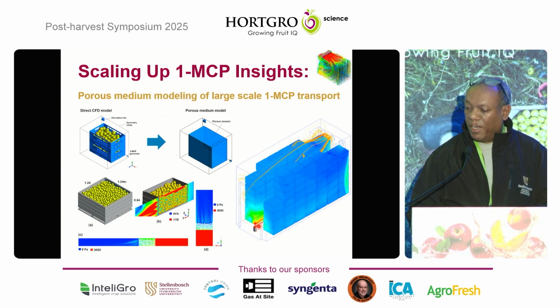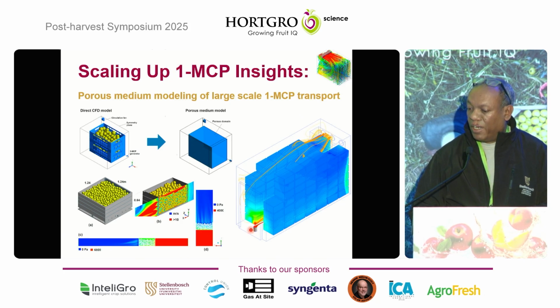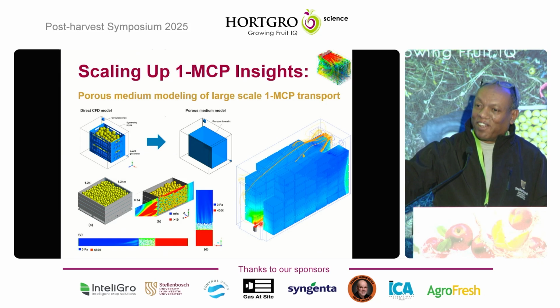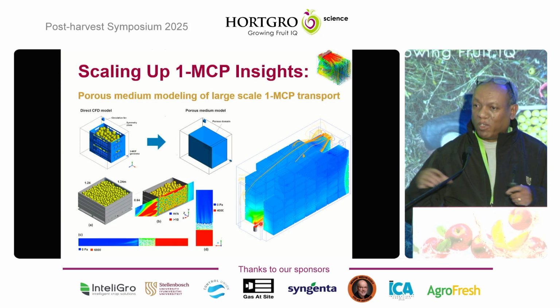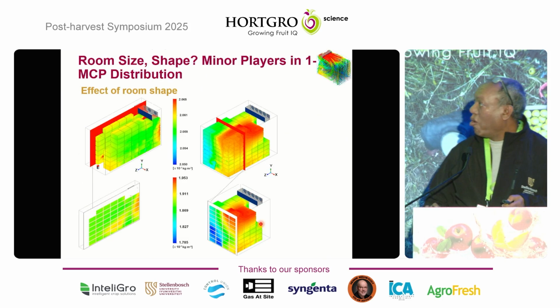As you see here, this is a 1-MCP generator, and the cooling fan is here. The generated gas follows the airflow stream, and at an early time, some of the bins near the generator may show a little bit higher concentration, but don't worry, this is at an early stage, and as time goes on, I will show you everything goes uniform in the cool store.